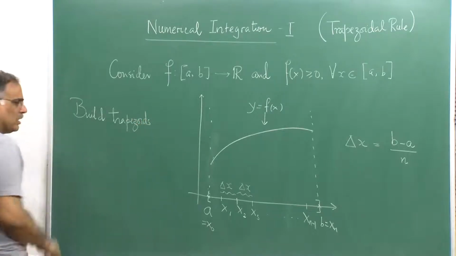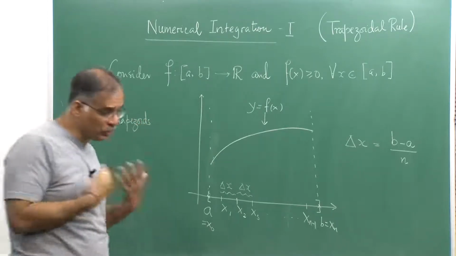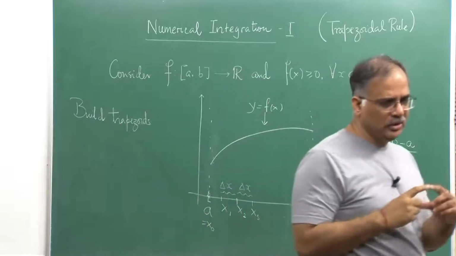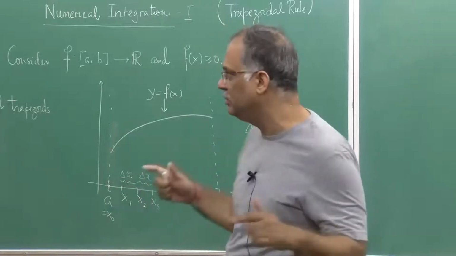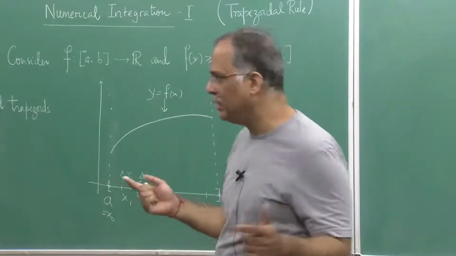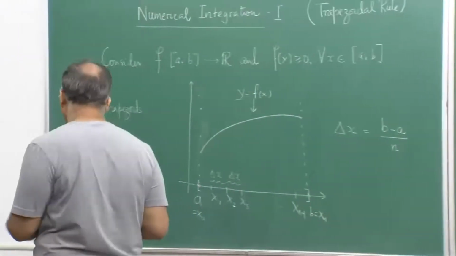So, trapezoids, if you want to recall, are quadrilaterals whose two sides are parallel, while the other two sides need not be parallel. So, every parallelogram is a trapezoid, but every trapezoid need not be a parallelogram.